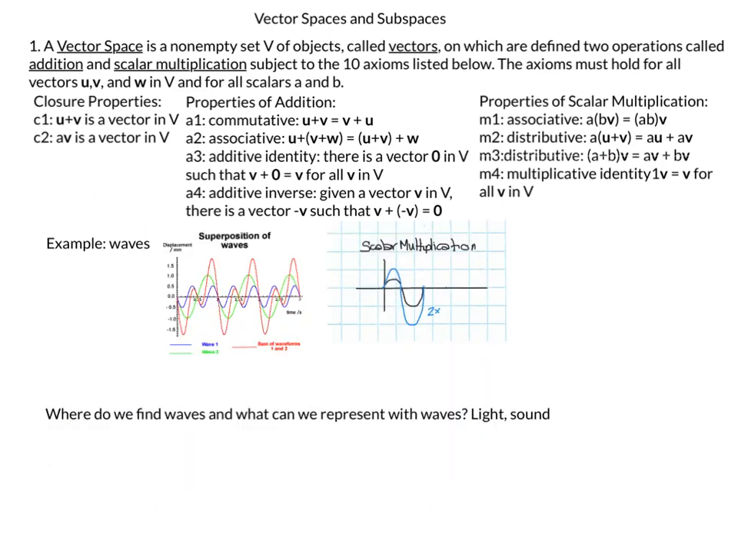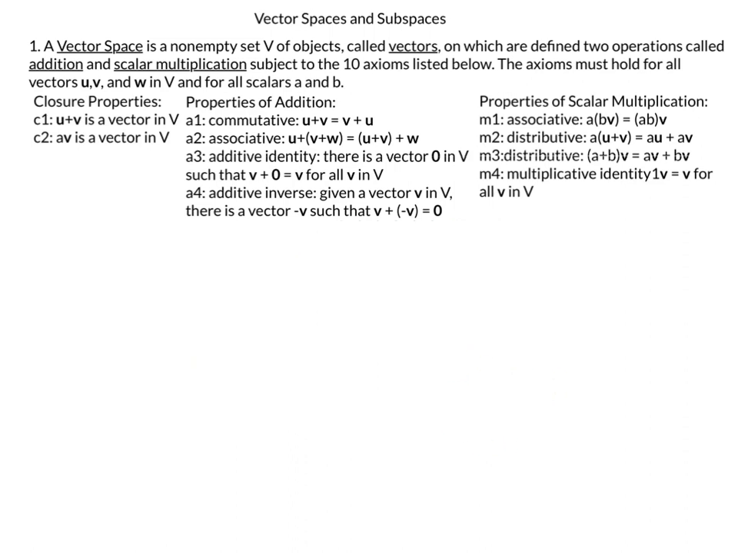And the reason I think this is such an important example is the number of places we can find waves, or the number of places we can represent things with waves. What comes to mind immediately is light and sound. So all of these things are vector spaces. And once you identify it as a vector space, everything we say in this book applies to these types of problems. So one of the important things to do, when you understand what a vector space is, is to go and find where you can apply this knowledge and find new vector spaces.